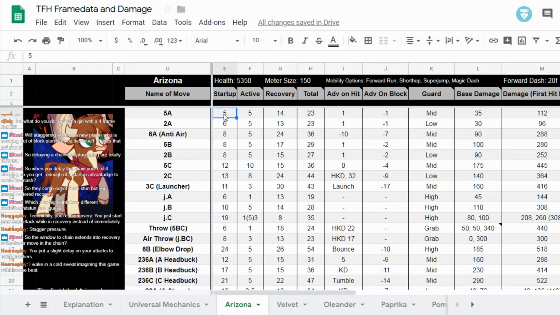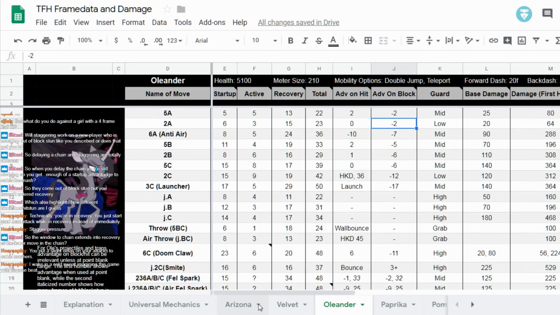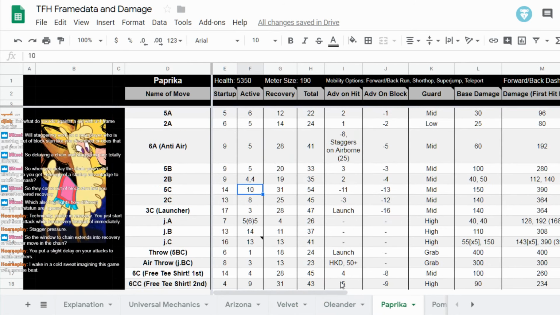Your fastest moves are 5 frames, and you can look at different unsafe moves in the game and pick which normals are best to punish those with, or when it's good to challenge. Like, you don't really want to challenge after Arizona 5A all the time. You probably just want to push block that if you can, because minus 1 is really hard to challenge in this game. But you see Oleander doing launcher, you punish it. You see that your 5C has 10 active frames, you know that you can catch backdashes with it.